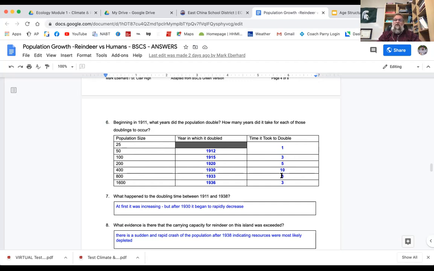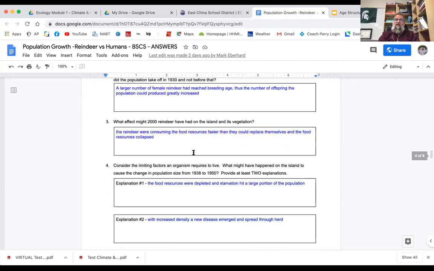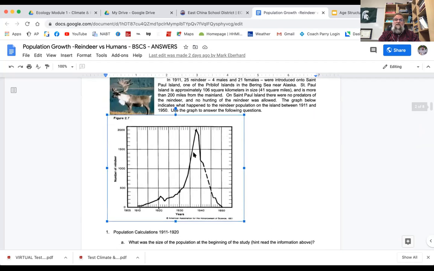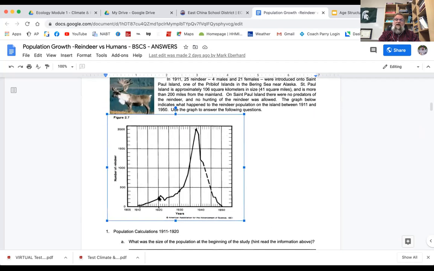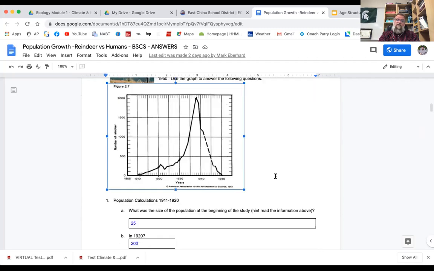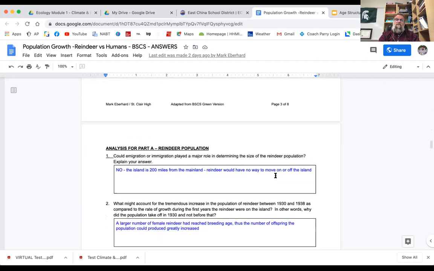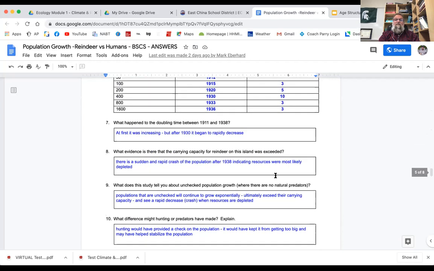Boom, it drops, 3-3. When your doubling time starts getting quicker, when it's decreasing, you are entering exponential growth. And again, if we go back up to this graph, doubling time's getting higher, doubling time's getting higher, doubling time's decreasing, boom, all of a sudden doubling time's decreasing, and away we go. So doubling time at first was increasing, by 1930 started decreasing.